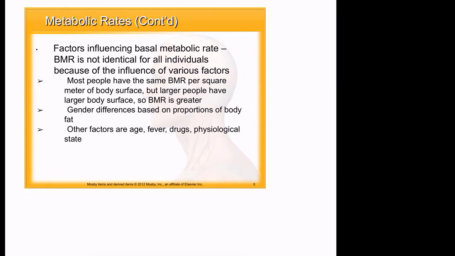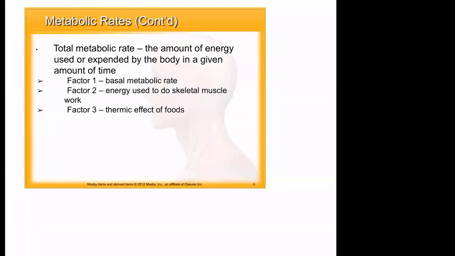Not surprising, things like age are going to change the basal metabolic rate, because as we get older, the body's less active, but at the same time, in our outer years, we might not have as much insulation in the fat. Of course, metabolism is going to be altered by things like medications or drugs. So total metabolic rate is the metabolic rate over a given amount of time. That's just the basic definition of it.